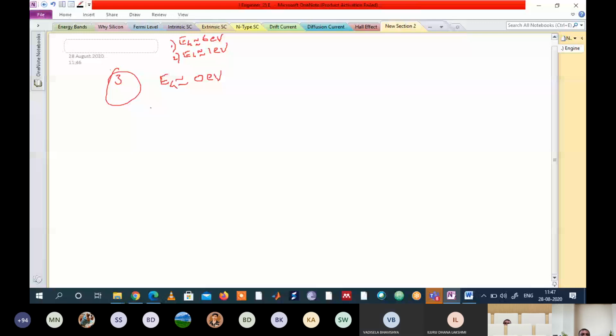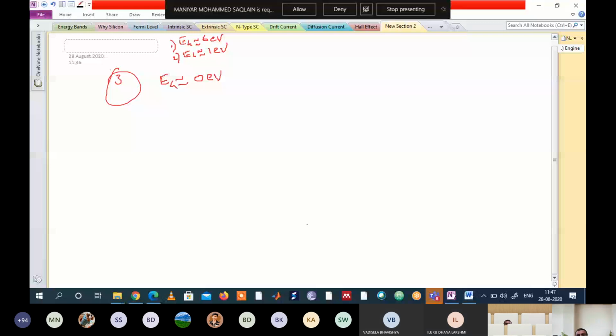Now, can you draw the figure? Energy gap is 0 electron volts. Can you show me in the video? Turn on your video and can you show me? If the energy gap is equal to 0 electron volts, how do the energy bands between the conduction band and valence band look? Anyone? Can you show? Is anyone there?